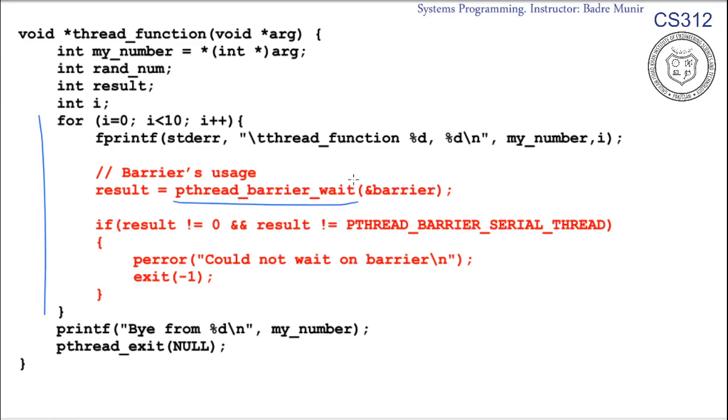And when this for loop executes, all the threads will call pthread_barrier_wait. But keep in mind that there is only one barrier. This is a global variable. There is just one barrier. All threads are going to call pthread_barrier_wait on a single barrier.